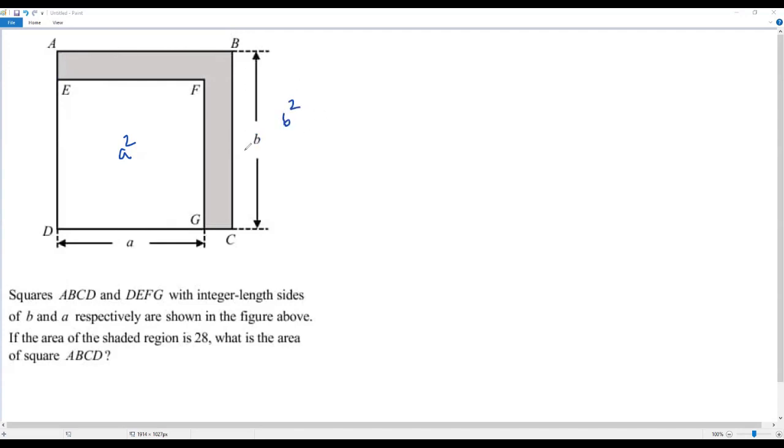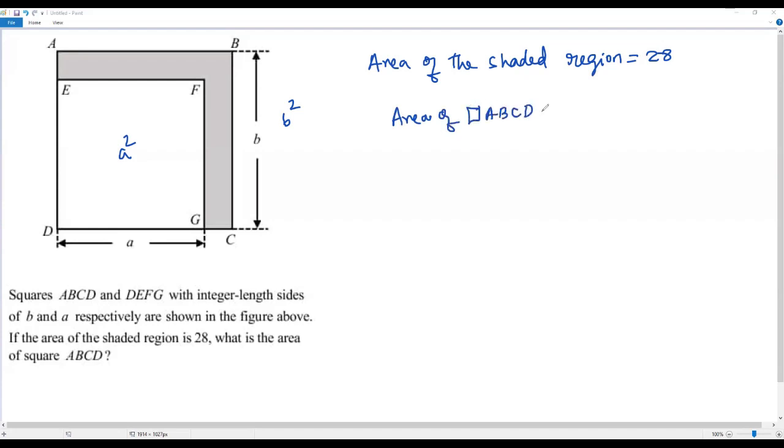Okay, now to get the area of the shaded region, I have to subtract the area of the smaller square DEFG from the area of the bigger square ABCD. Let me write it over here. We have the area of the shaded region equals 28. Now to get the area of the shaded region, we take the area of square ABCD first. From the area of the bigger square ABCD, we have to subtract the area of the smaller square, that is DEFG, equals 28.